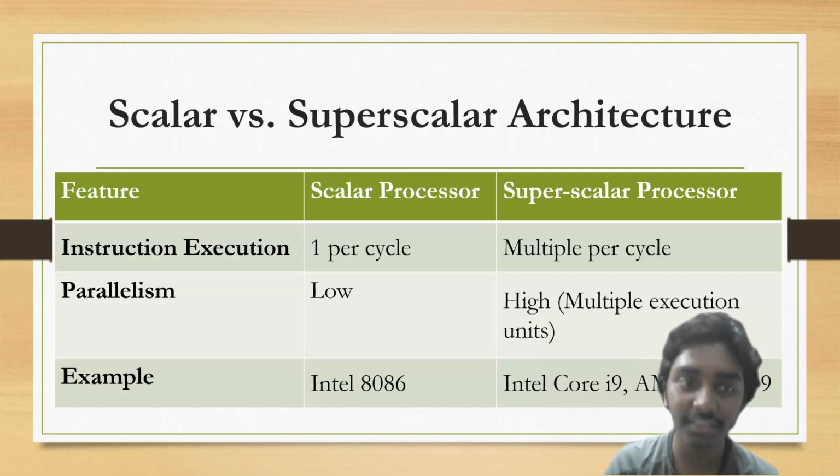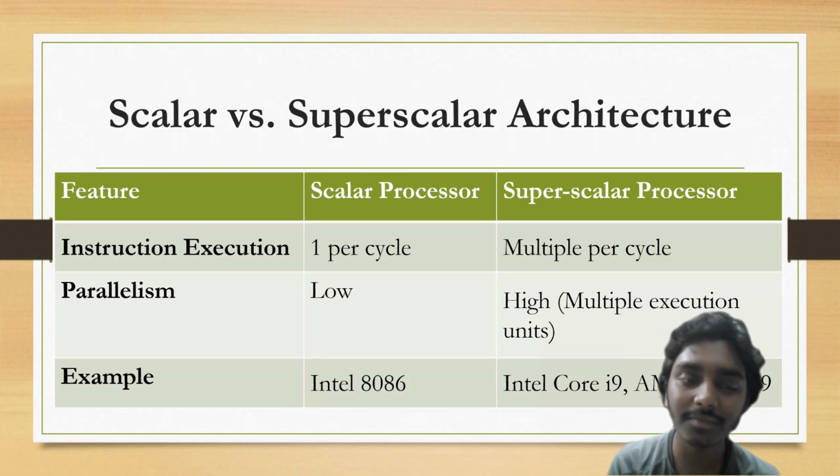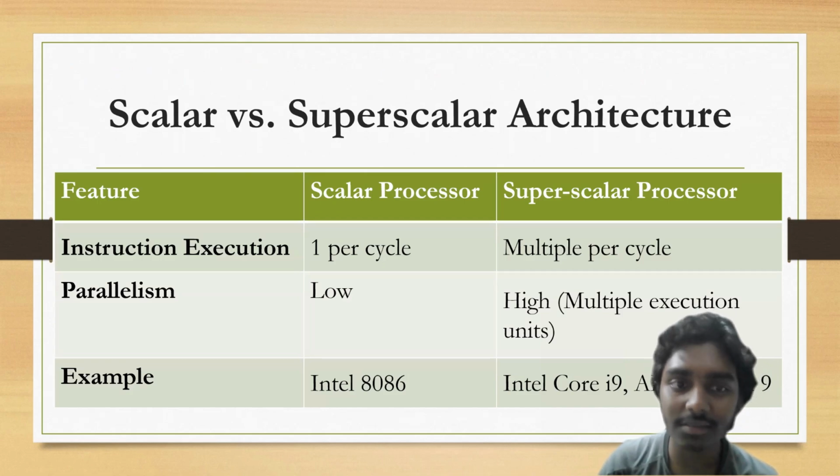That is, parallel instructions executed at the same time. It is low for a scalar processor because it's one, or at most two instructions at some times, while superscalar processors can have multiple executions at a time.